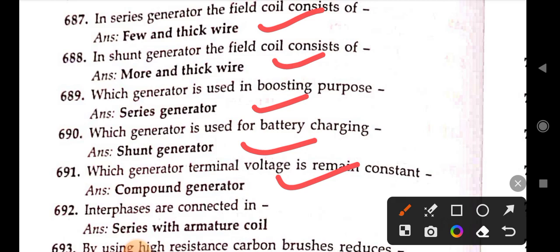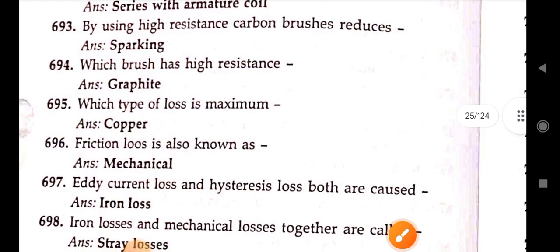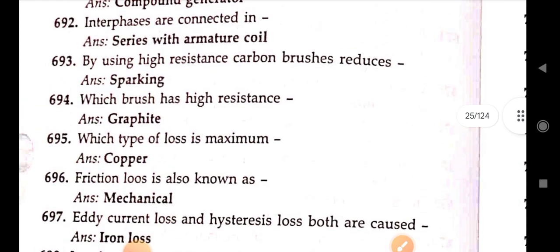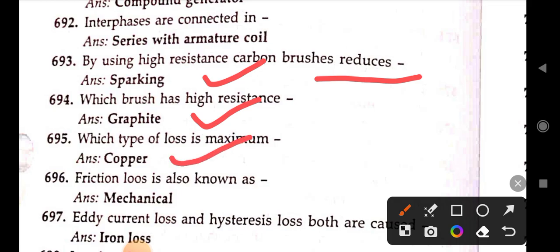Interpoles are connected in series with armature coil. Next, by using high resistance carbon brushes, sparking is reduced. Which brush has highest resistance? Graphite. Which type of loss is maximum? Copper. Friction loss is also known as mechanical loss.